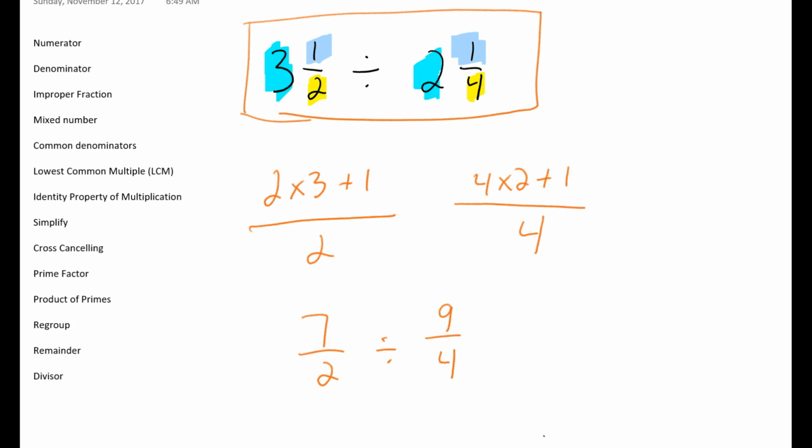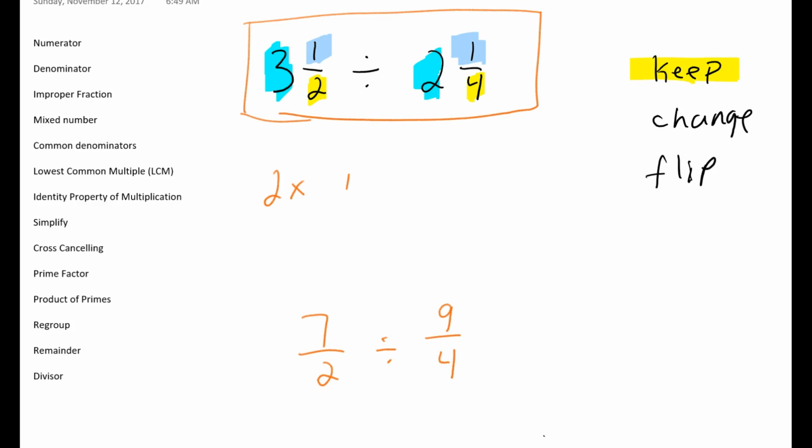All right, now what I need to do is I'm going to use the keep, change, and flip method first. So I have keep, change, flip. This is the first method I'm going to use, and it's probably the most common and perhaps the easiest. So what I'm going to keep, I'm going to go ahead and get rid of this down here so I can rewrite this fraction, 7/2 divided by 9/4.